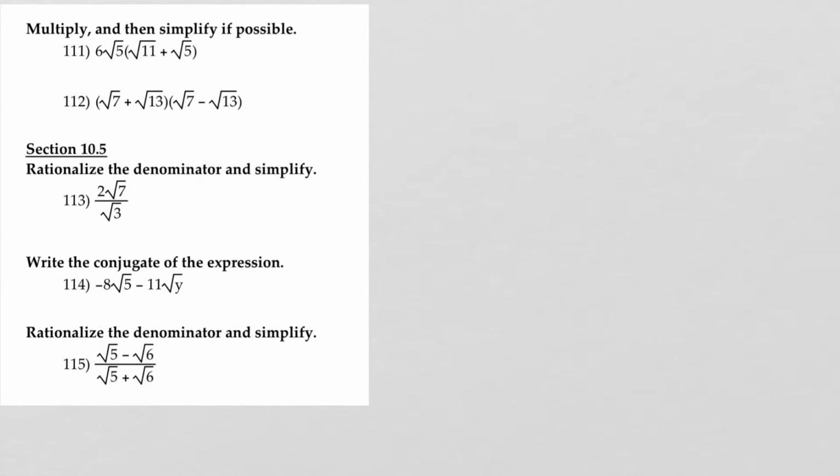In this video, we'll go over how to multiply radical expressions and then rationalize the denominator and work with the conjugate. So let's take a look at question number 111 on the final exam review. And we have 6 times the square root of 5 times the quantity, the square root of 11, plus the square root of 5.